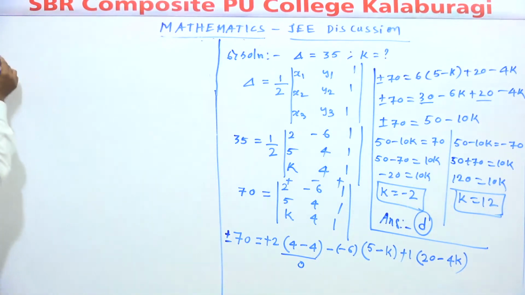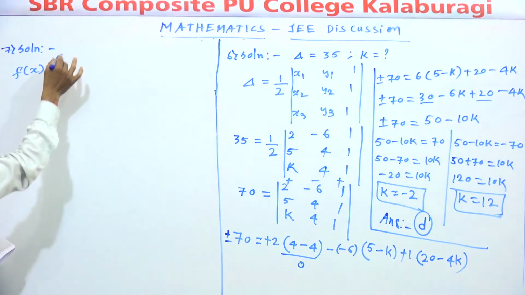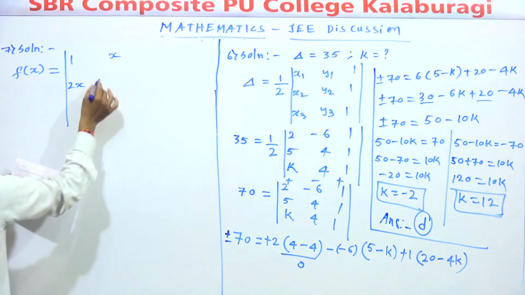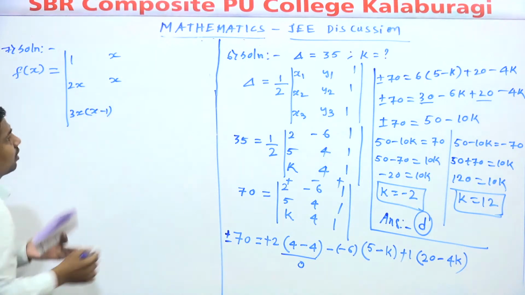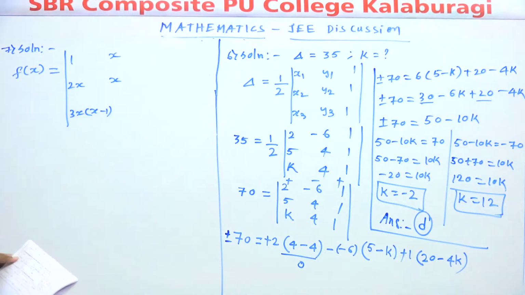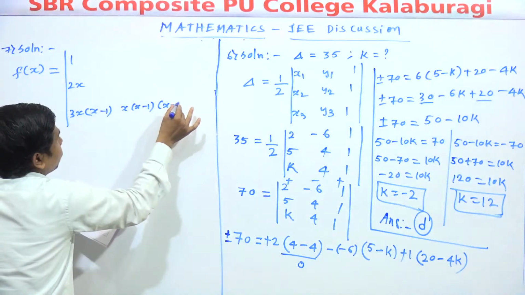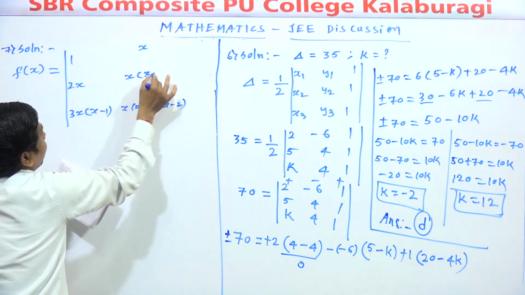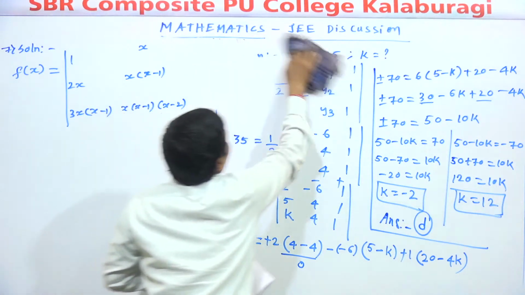F of x equal to the determinant of: 1, x, then 2x, x, 3x into x minus 1, then 3x into x minus 1, x into x minus 1 into x minus 2, x into x minus 1 into x minus 2, third row x, and x into x minus 1. This was about the second column. Third column I write here.